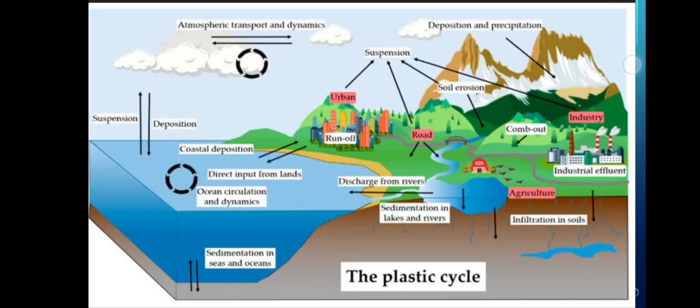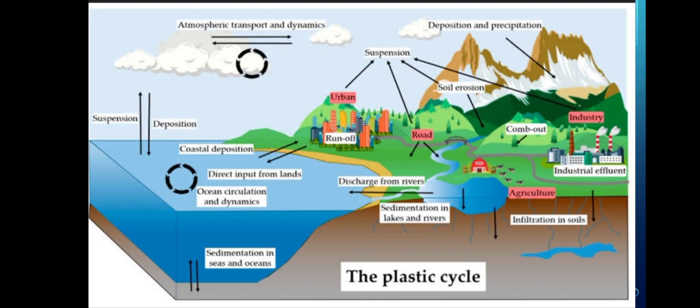In this chart we can see the picture of the plastic cycle. In this picture we can see that from industry it infiltrates into soils, with sedimentation in lakes and rivers. Sedimentation is a process in which water and the sediment are separated. From rivers it is discharged into oceans, and from oceans it is suspended and evaporates into clouds, and from clouds it comes again onto the earth. So the whole cycle is affecting human life.